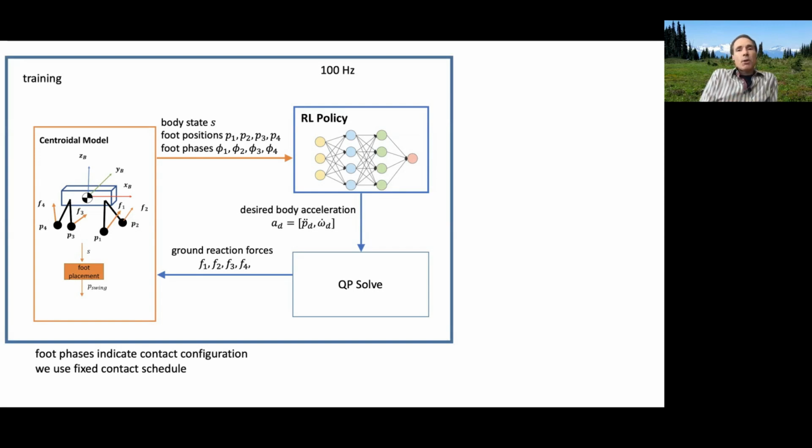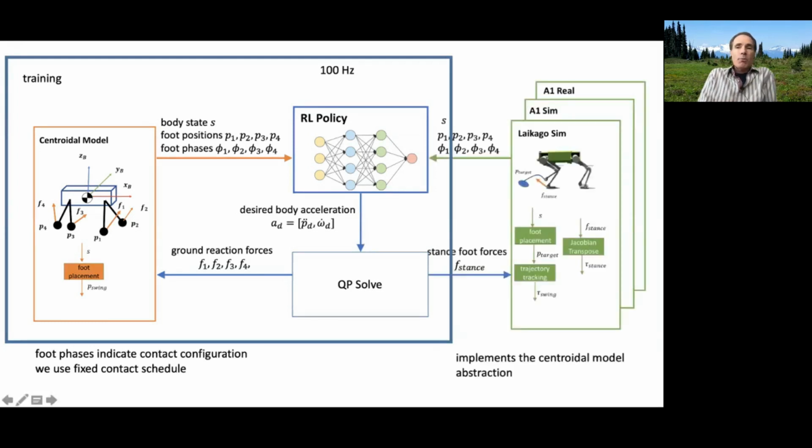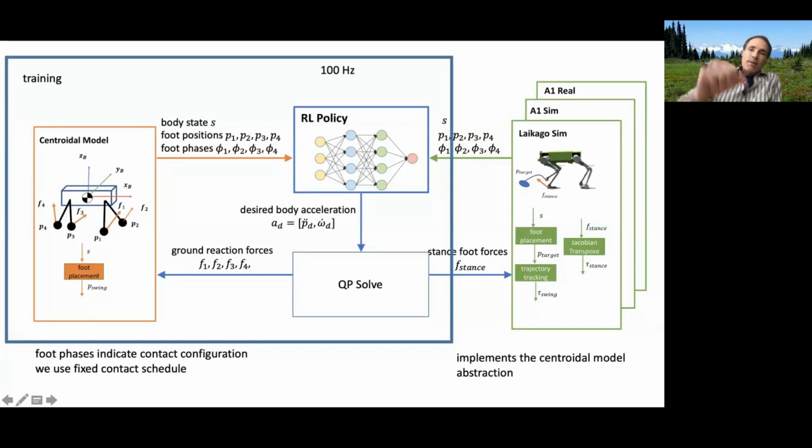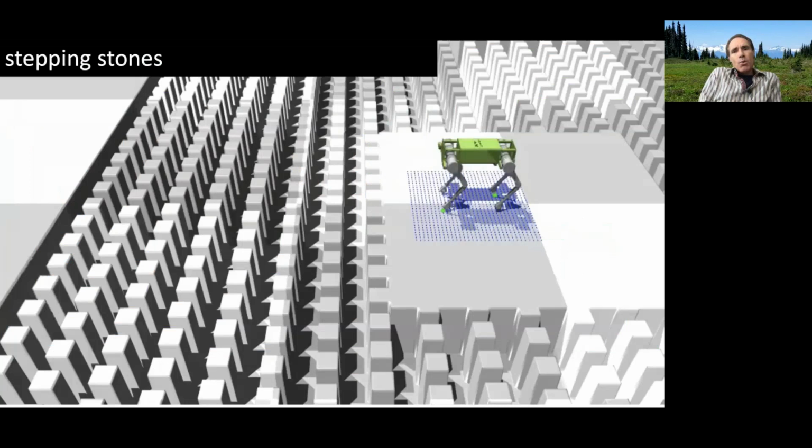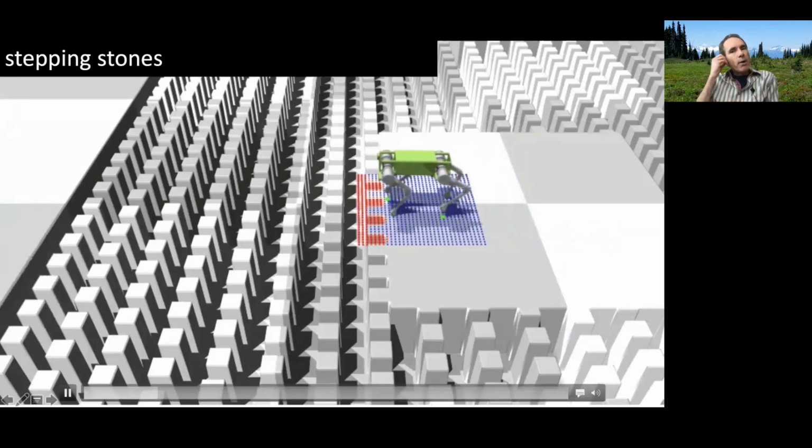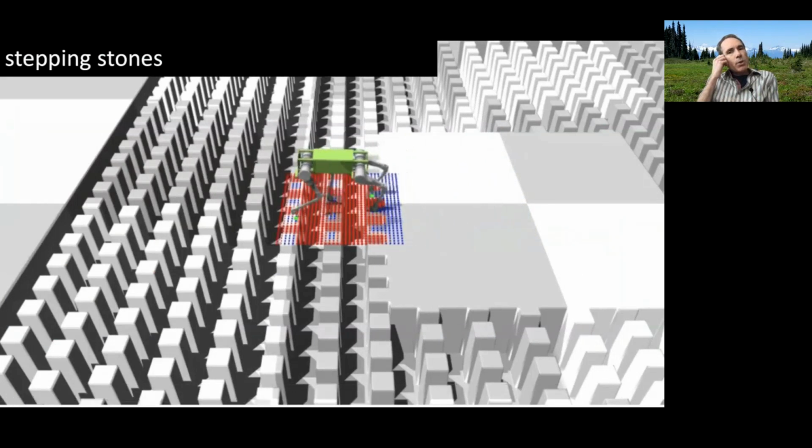So this is the centroidal model and reinforcement learning policy. It implements that abstraction. And then to actually make it work on the real robot, we're going to use Jacobian transposes to produce torques. And for the foot placement, we're going to use some form of basic spline curve and trajectory tracking to generate the foot swing trajectories. Yeah, so you can really get this to work fairly well.